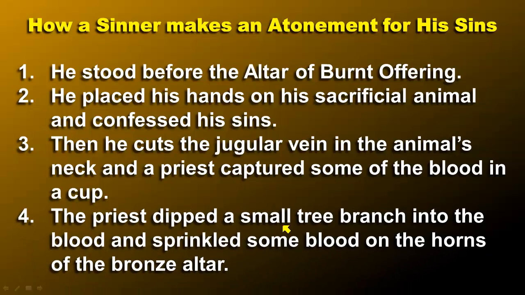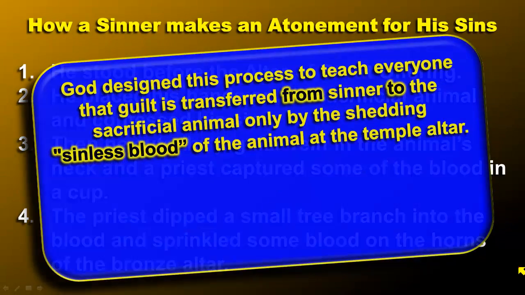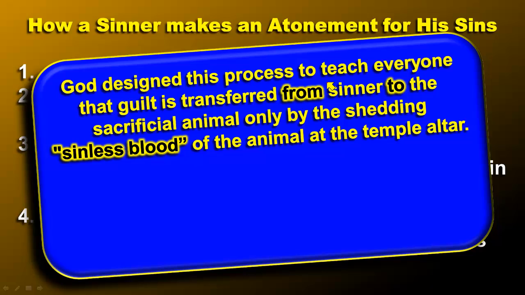And the priest then dips a small tree branch into the blood and sprinkles some of the blood on the horns of the bronze altar. So God designed this process to teach everyone that guilt is transferred from the sinner to the sacrificial animal only by the shedding of the sinless blood of the animal at the temple altar. So the sin is transferred from the sinner to the animal by the sinless blood.